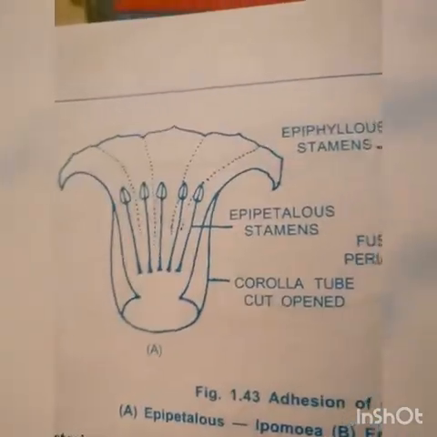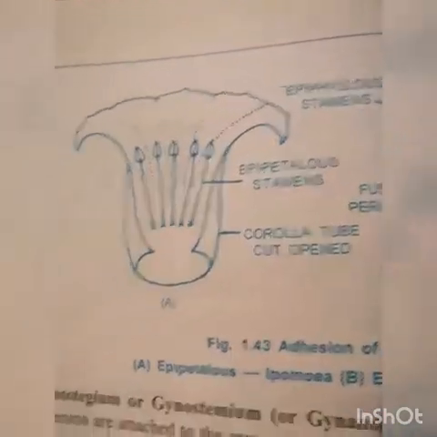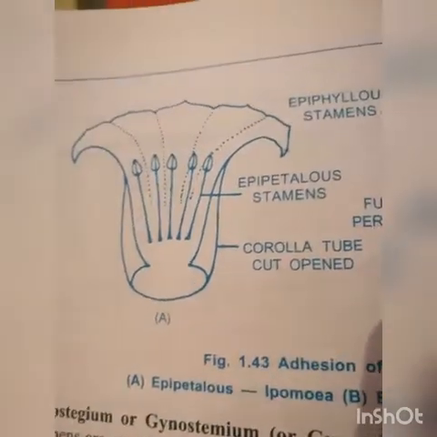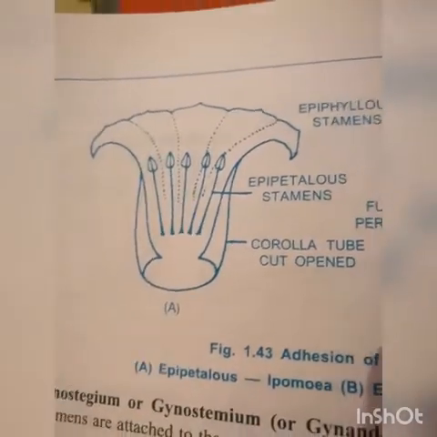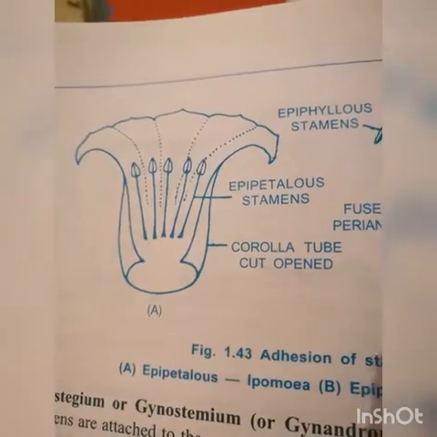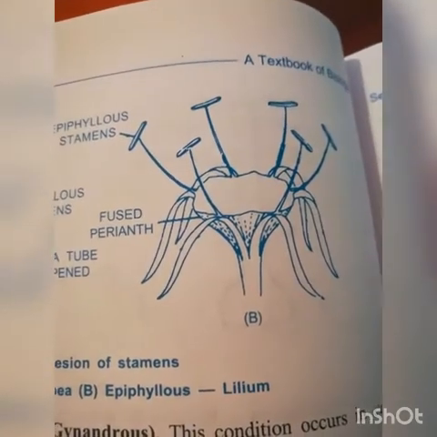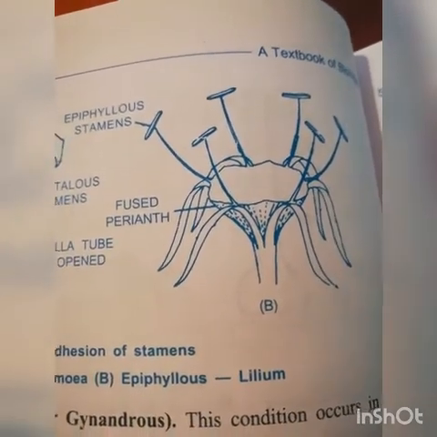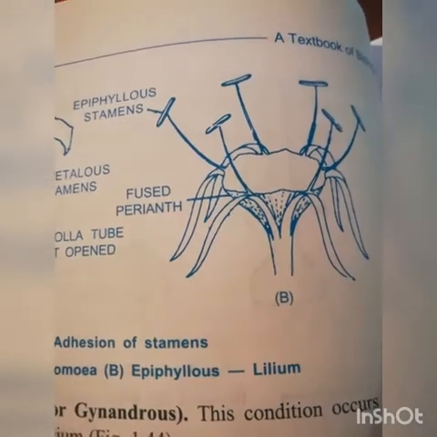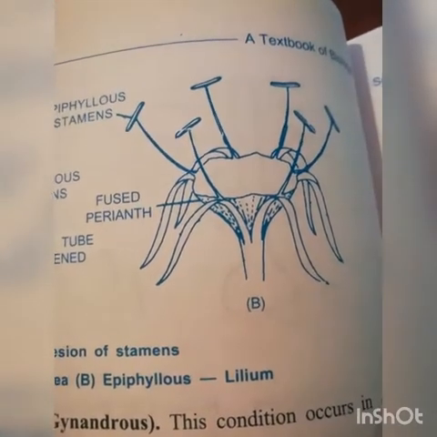See, epipetalous means stamens attached to the petals. And this one, epiphyllous, stamens fused with the perianth.